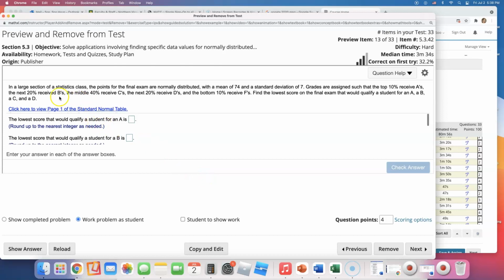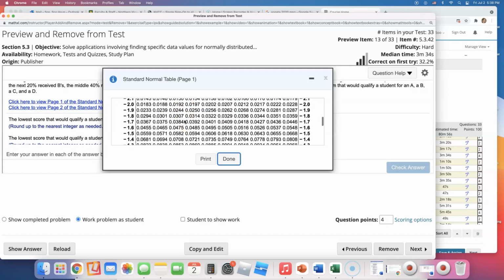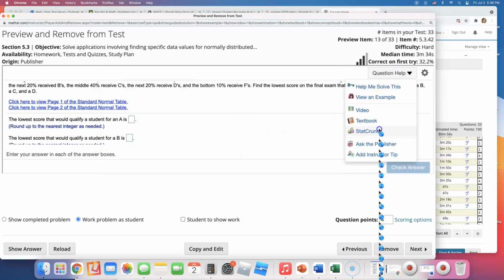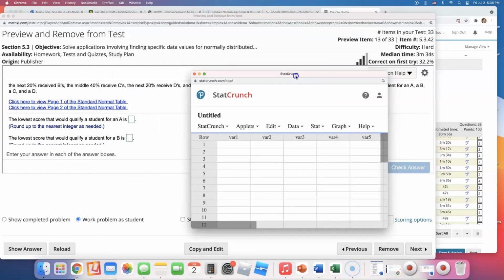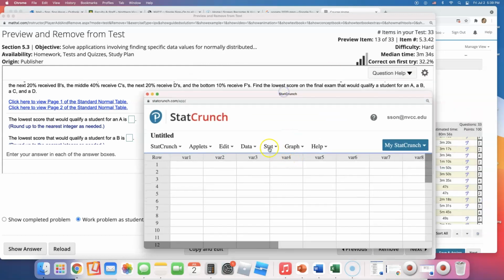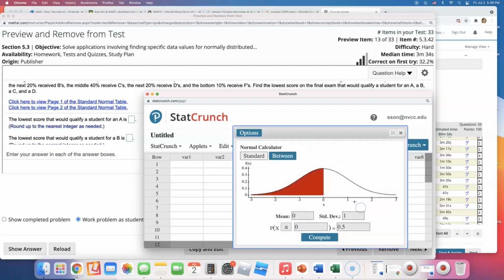It says in a large section of a statistics class, the points for the final exam are normally distributed. When I see that wording, normally distributed, I have two options. I can use these tables they give me, which hurt my eyes so much. I'm not really good with this part. I'm going to use the normal calculator function in StatCrunch. So I'll open up the stat calculator and choose normal.